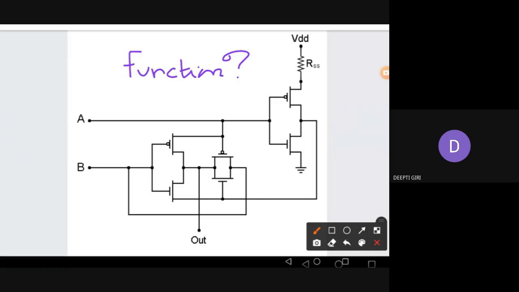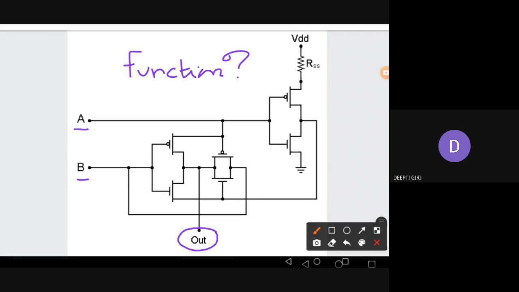So here I have given you six transistors. Among them, there are three PMOS and three NMOS, and there are two inputs A and B, right? So you have to find what function the circuit is implementing, and the output is taken from the point in between.